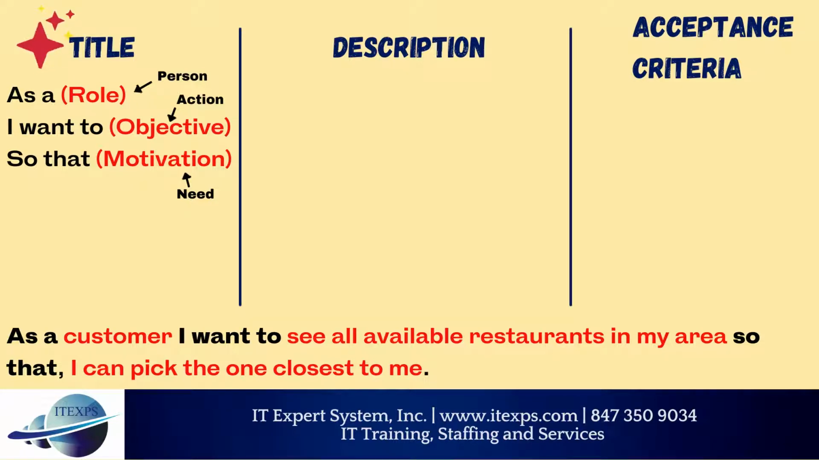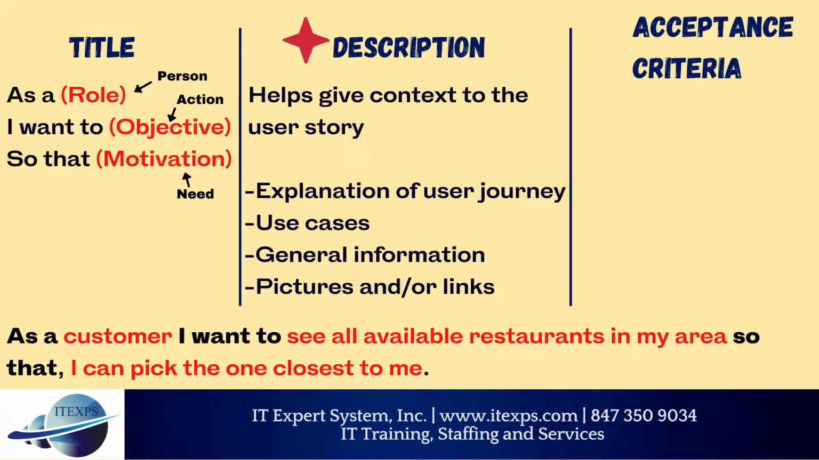The user story defines the functionality, which is represented as a persona, hence the role, meaning who are we doing this for. Similarly, action, which is the objective, meaning the task that is performed by the role. The motivation is represented by need, meaning to satisfy the role's need by completing the objective. Here's an example of what could be a user story. As a customer, I want to see all available restaurants in my area, so that I can pick the one closest to me. Let's move on to the description.